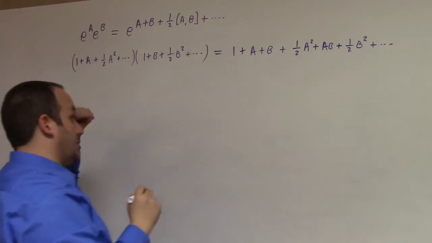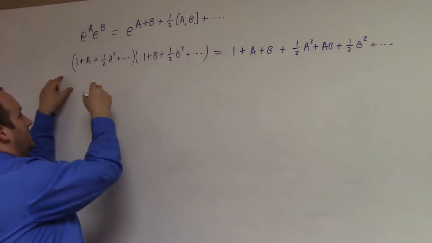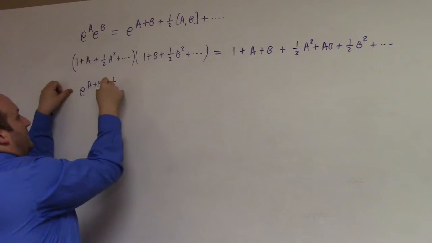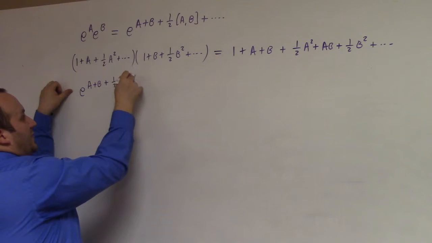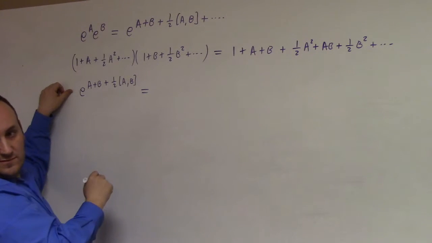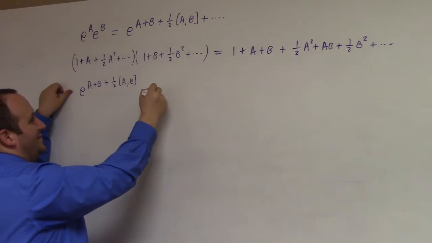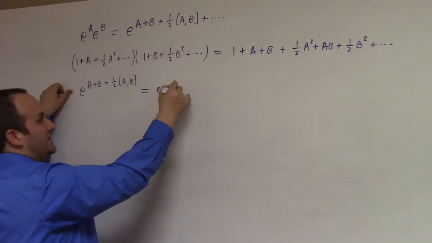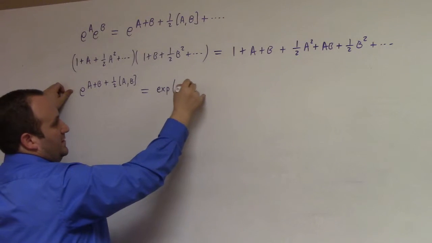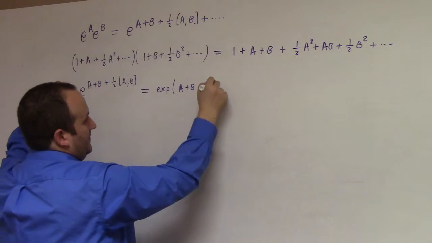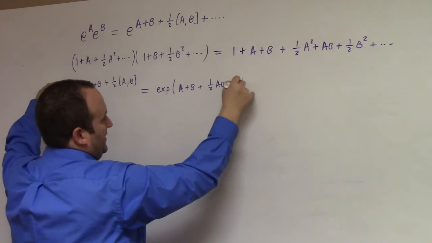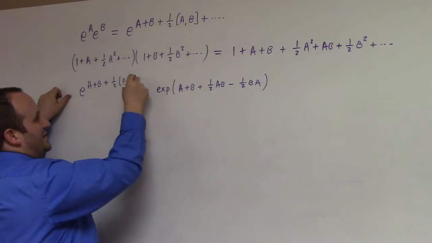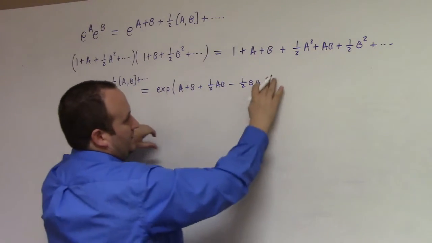Okay, very good. And then on the other hand, we have e to the A plus B plus 1/2. I'll do a meet in the middle proof. I think that's the fastest way to do this one. So we got what we got. Let me write it out a little more explicitly: A plus B plus 1/2 AB minus 1/2 BA, plus dot dot dot. Fair enough.